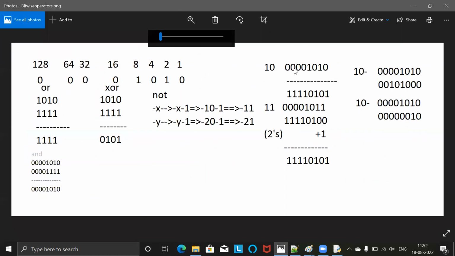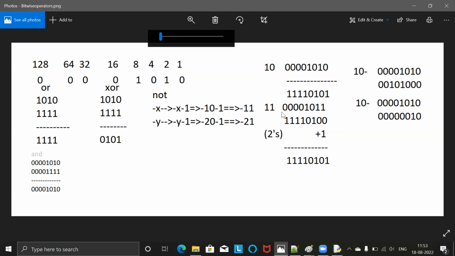See, this is the value 10, and here I did one's complement. One's complement is nothing but just flipping the bits. Here I flip 0s to 1s, 0s to 1s, 0s to 1s, 0s to 1s, 1s to 0s, 0 to 1, 1 to 0, and 0 to 1, like that.